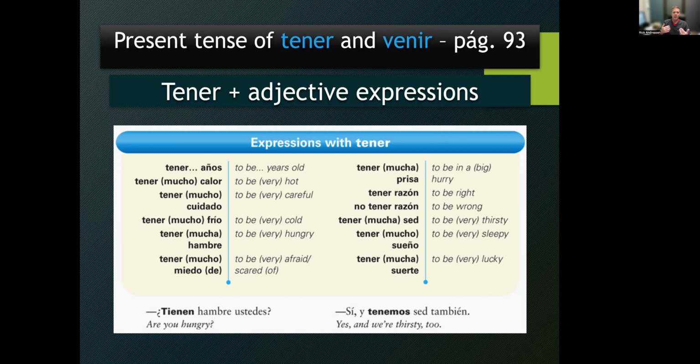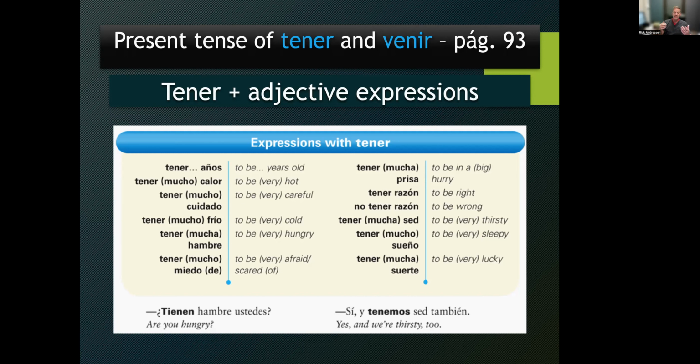Sed, to be thirsty. We don't say yo soy or yo estoy sed. We say yo tengo sed. So hunger, hambre, sed, thirst, calor, frío. These are great ways of, the only way that you can communicate these expressions.